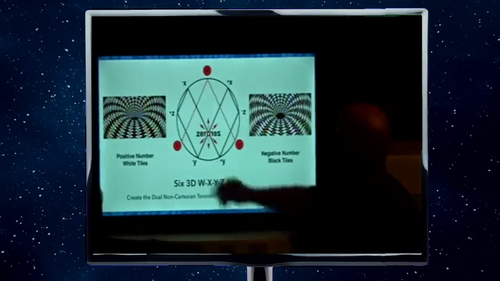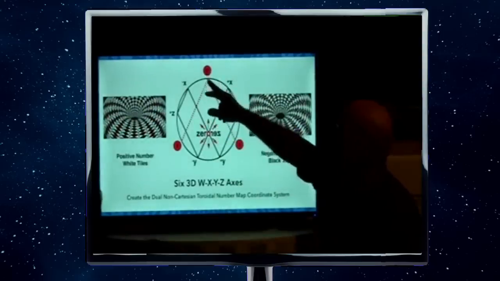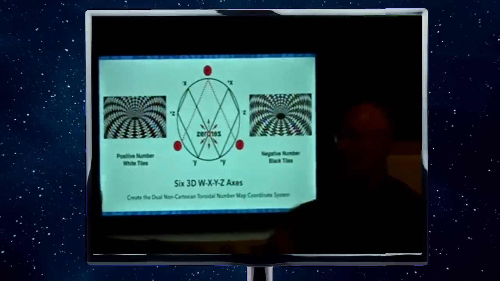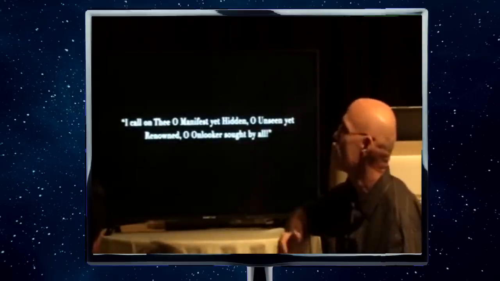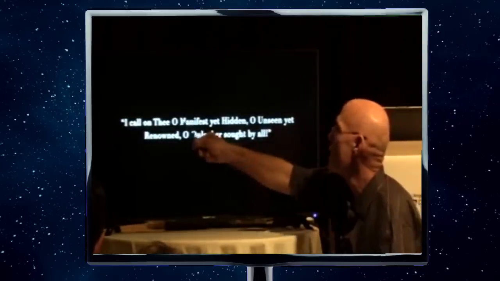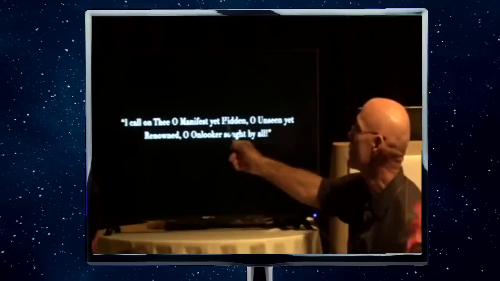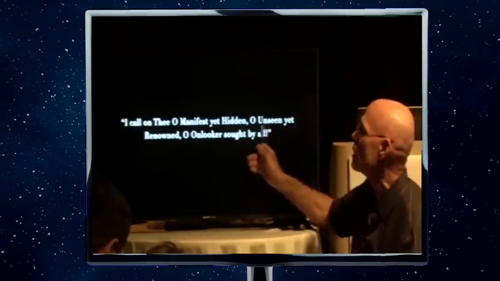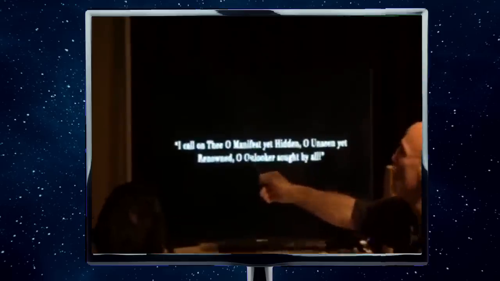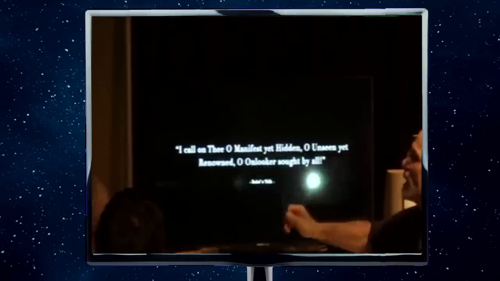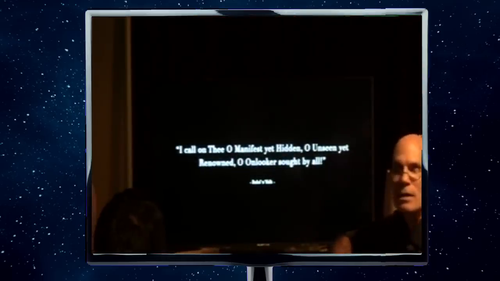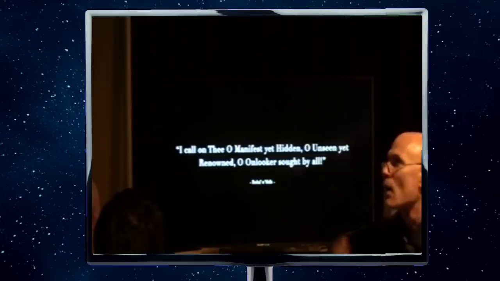And this diamond in our culture and every culture represents perfection. Scripture again: "I call thee, O manifest yet hidden, O unseen yet renowned, O onlooker sought by all." Because the whole thing about this is for you to learn how to see the hidden and the unseen. And whatever I'm showing you, all those numbers, everything sees us at all times. I have found the all-seeing eye of God, and it's everywhere in our world.